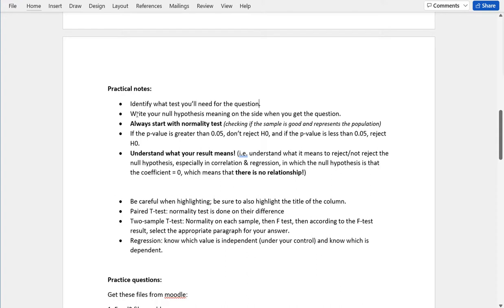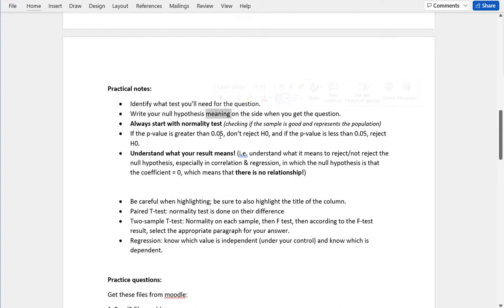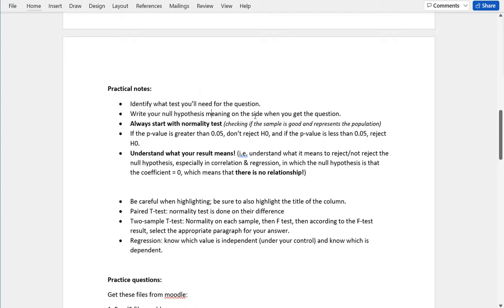Second step is to write down your null hypothesis and write down the meaning of your null hypothesis, and the meaning of your result. We'll actually get to that point in a bit. So write down your null hypothesis and its meaning when you get the question. These are the first two steps.